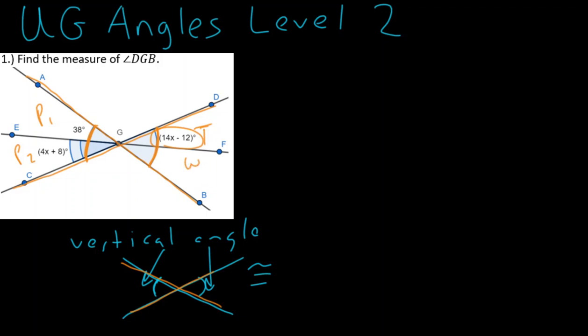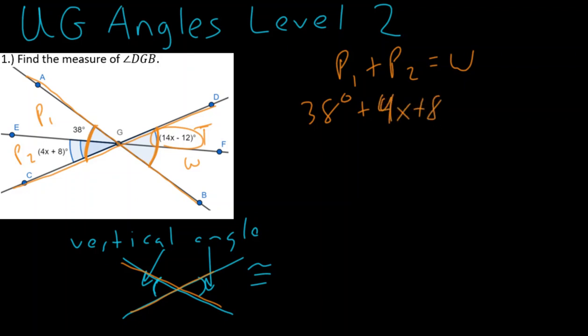Okay, so what is the rule that we have in geometry? According to our angle addition postulate, part 1 plus part 2 is equal to the whole. Let's set that up. What is part 1? It's 38 degrees. What is part 2? It is 4x plus 8. And 4x plus 8 is equal to the whole, which is 14x minus 12. Now from here, we're just going to do some simple algebra.